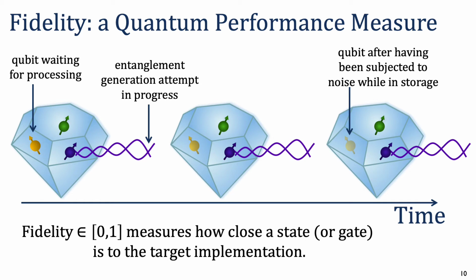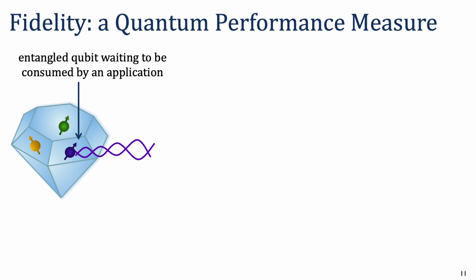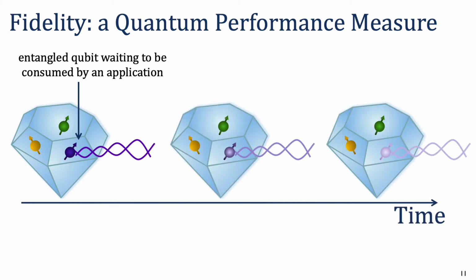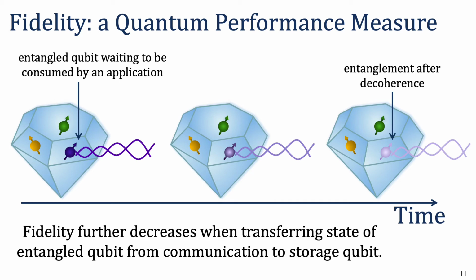We can use fidelity to characterize the quality of a state or computation. This is a number between 0 and 1, and the higher it is, the closer we are to the desired state or to the target implementation of a quantum gate. Entanglement is also subject to decoherence, and the longer the application waits before consuming it, the lower we can expect the entanglement fidelity to be in the end. With entanglement, there's an additional concern with quality, in that when the application transfers the state from communication to storage, fidelity decreases further because the state transfer is not a noiseless operation.